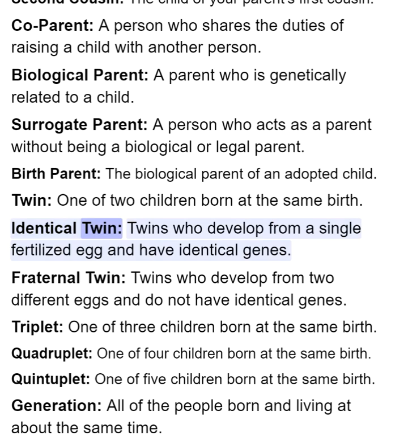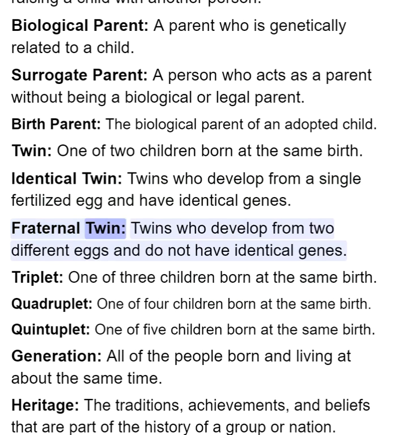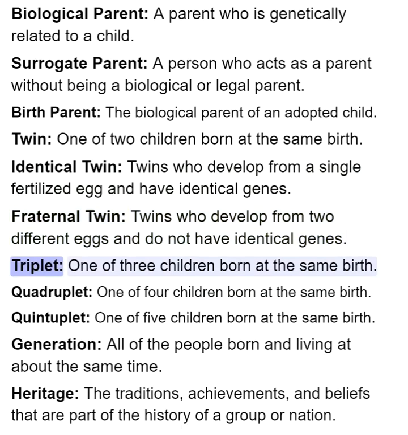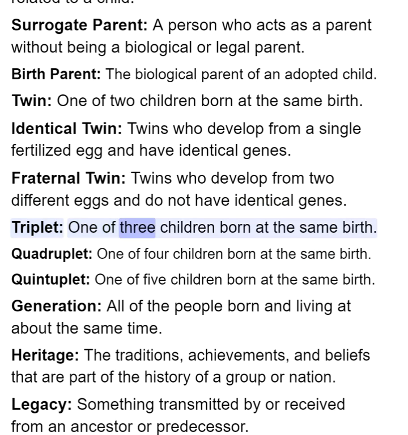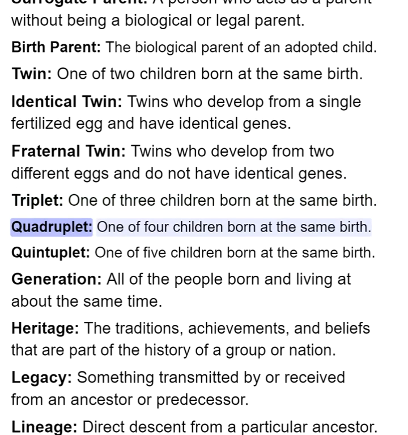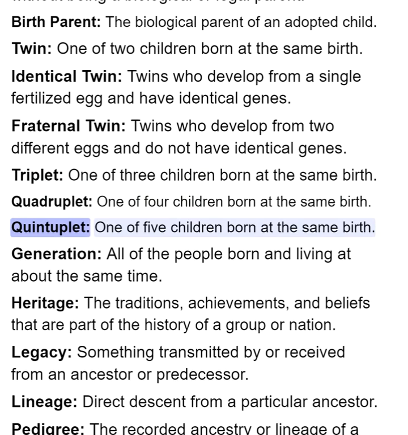Identical twin, twins who develop from a single fertilized egg and have identical genes. Fraternal twin, twins who develop from two different eggs and do not have identical genes. Triplet, one of three children born at the same birth. Quadruplet, one of four children born at the same birth. Quintuplet, one of five children born at the same birth.